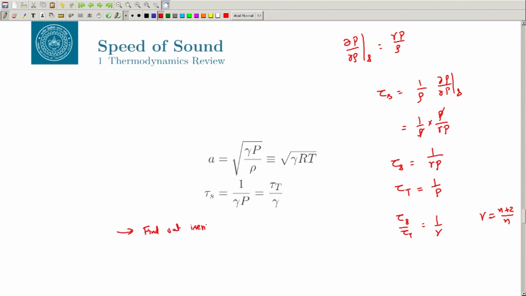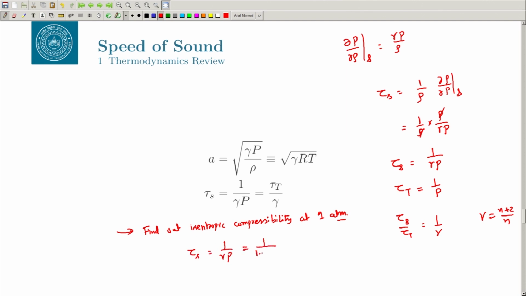find out the isentropic compressibility for air at medium which is 1 atmosphere pressure. So, if you use that, so tau s will become 1 by gamma p, and let us say it is air.